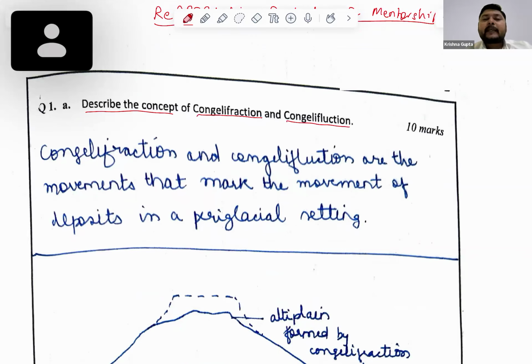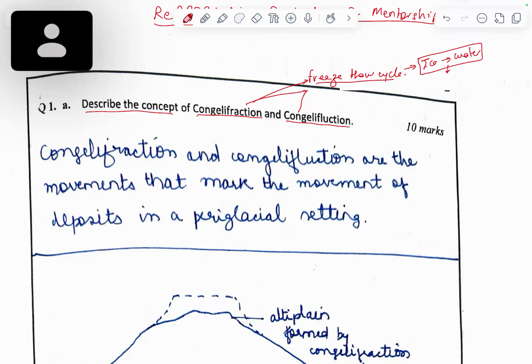This is related to two parts. First, it is related with the freeze-thaw cycle, which is a part of congelifraction. It is basically the mechanical disintegration of rocks by repeated freeze-thaw cycles. It happens because of changes in temperature, or we can say the ice and water change. So this is the first part.